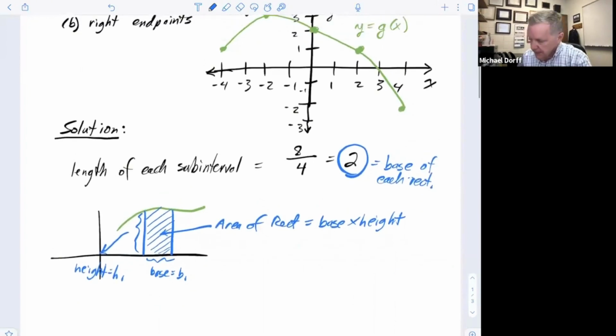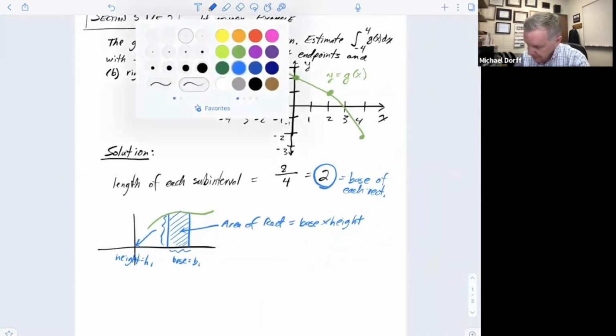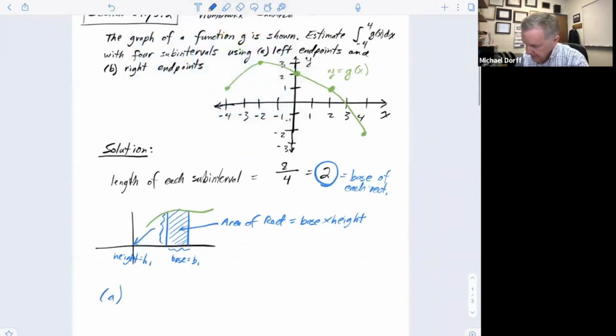All right, so in part A here, we'll do this in blue. So part A, we are using left endpoints. Now the left endpoints and the right endpoints tell us what's going to be the height of the function, or the height of the rectangle. So let's look at this. I'm going to break up my four rectangles. So here's the base in blue of one of my rectangles. Since I'm using left endpoints, I want the height to start on the left side of this line and go up until I hit the green curve. So that's going to be the height there. So my rectangle is going to look like that.